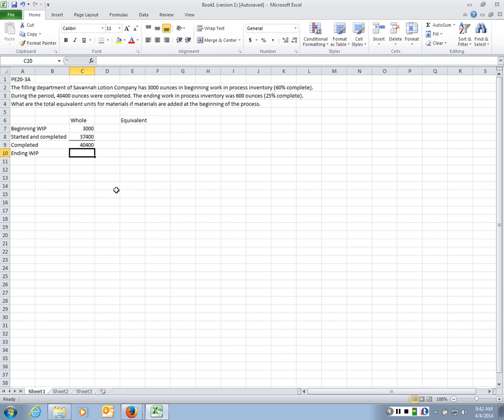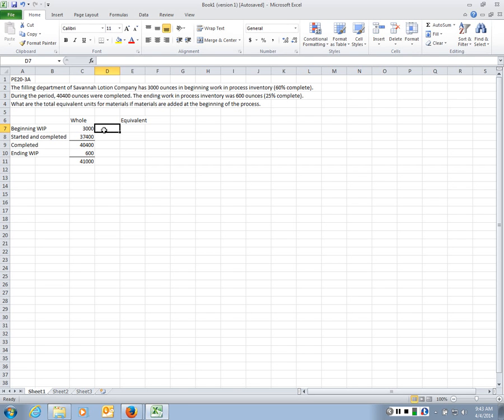And then our last thing here is it says that the ending work in process was 600 ounces. So that goes right here. And then as far as the rest of this, you're just going to add this, and that gives me 41,000 units. And these are whole units. What that means is these are units that we're accounting for whether they are completed or not. The purpose of doing this is so that you can tell how many units are actually completed when it comes to material costs.